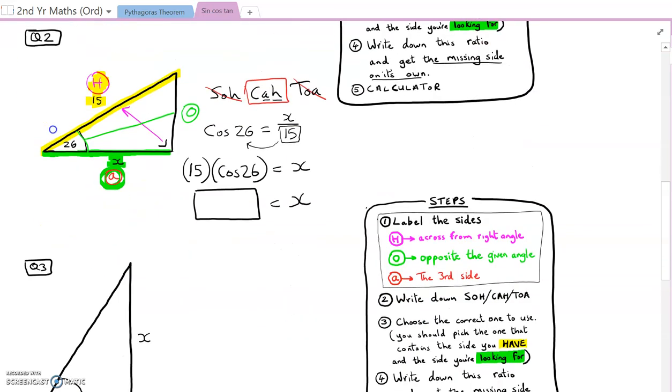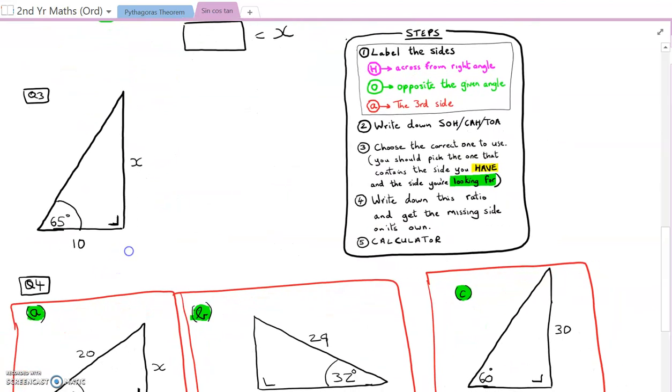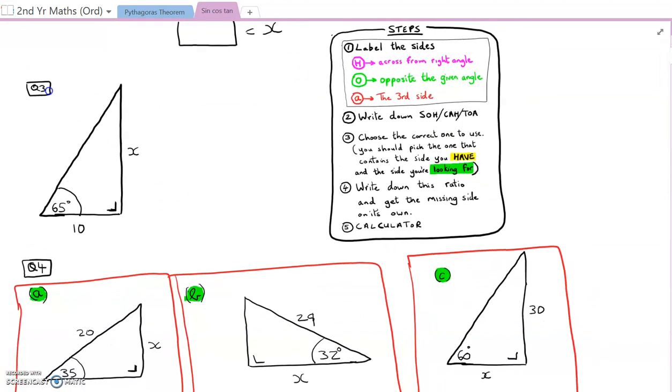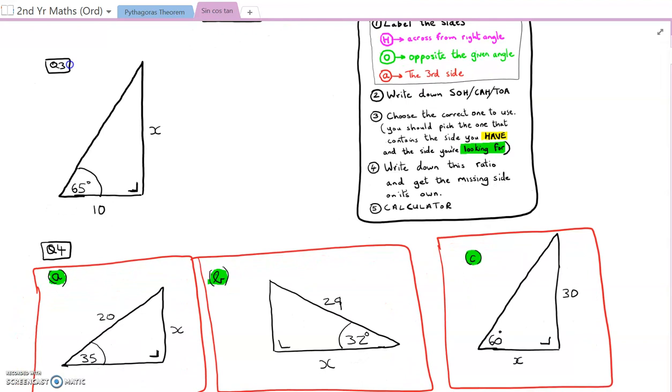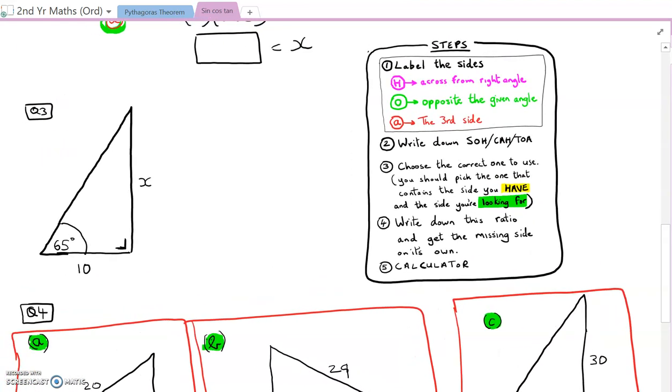Now on to questions 3 and 4 from page 564 of your maths books. Here's question 3. Let me do this one with you, or at least start you off. Okay, we should be getting good at this now. Label the sides. There's a cross from the right angle, that's H. Over here is O, and down here is A. Write down the trigonometric ratios.